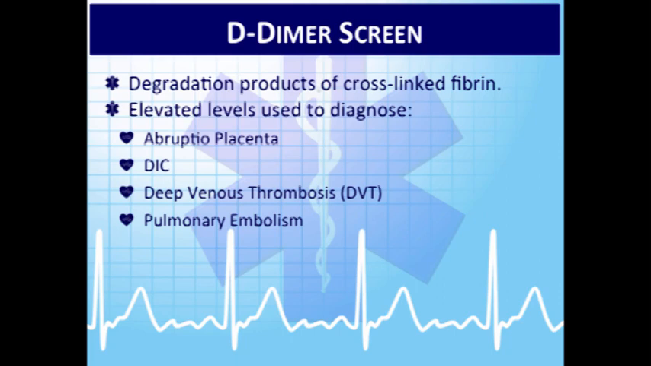D-dimer is another one of those tests. It's generally part of a DIC panel that will be ordered to assess the patient for how severe their disseminated intravascular coagulopathy is. It is going to be elevated as well in situations where patients are bleeding, or, interestingly enough, anytime a patient has a large clot that has suddenly formed in their body, their D-dimer becomes elevated. So it's used sometimes to help in the diagnosis of pulmonary embolism or DVT.